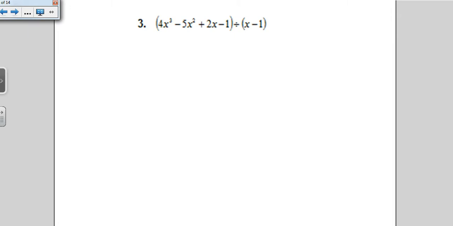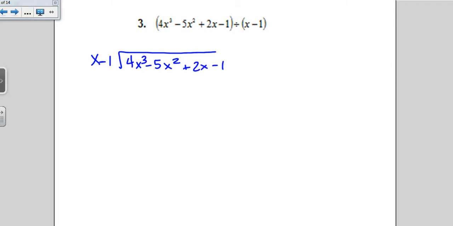Okay, our next example, x minus 1 out in front. Oops, that's a minus. And we've got 4x to the third minus 5x squared plus 2x and a minus 1. So this is going to be a couple extra steps, so write a little bit smaller. x goes into 4x to the third. Let's see, we'd have to multiply by a 4x squared in order to make that work. So 4x squared times x minus 1 gives us 4x to the third minus 4x squared.